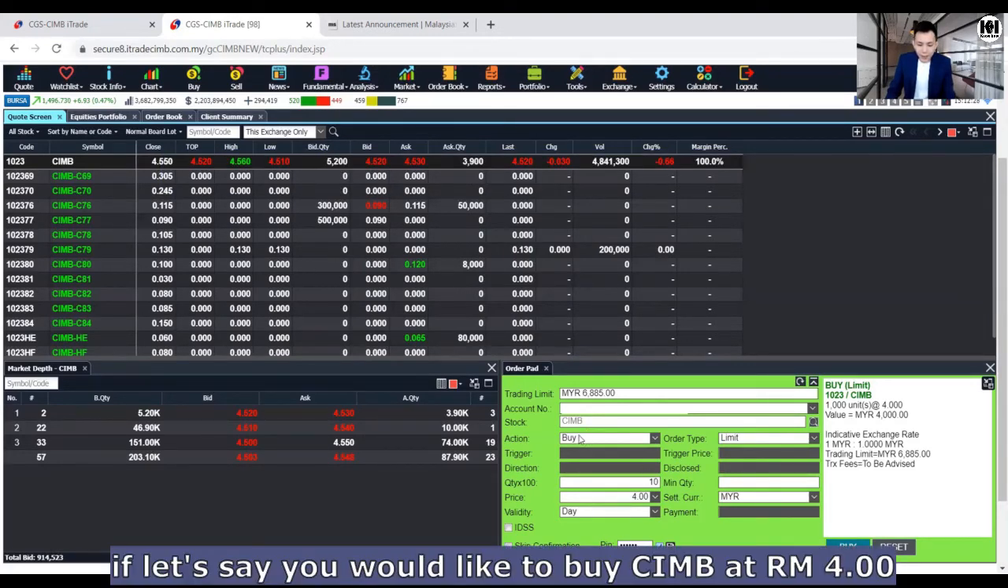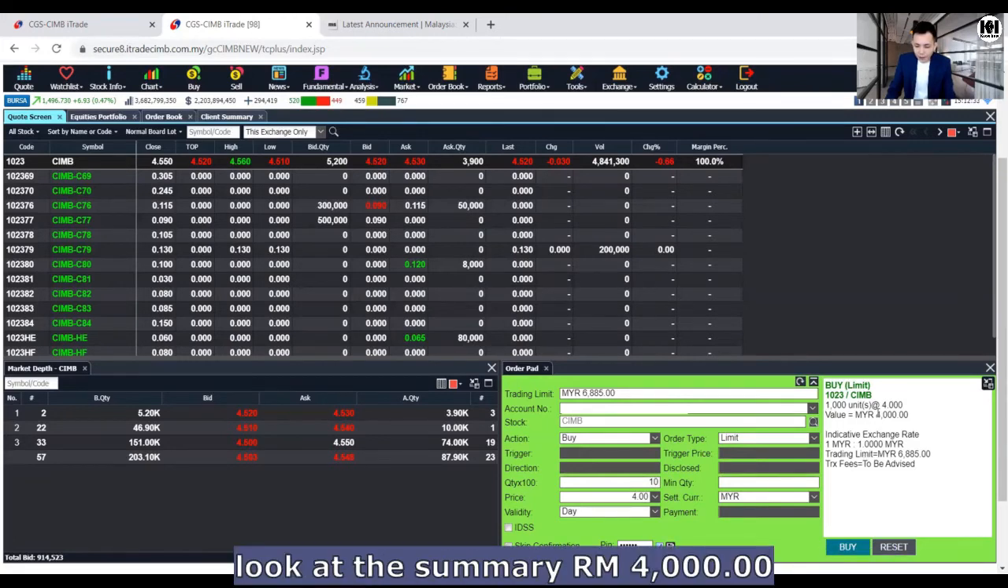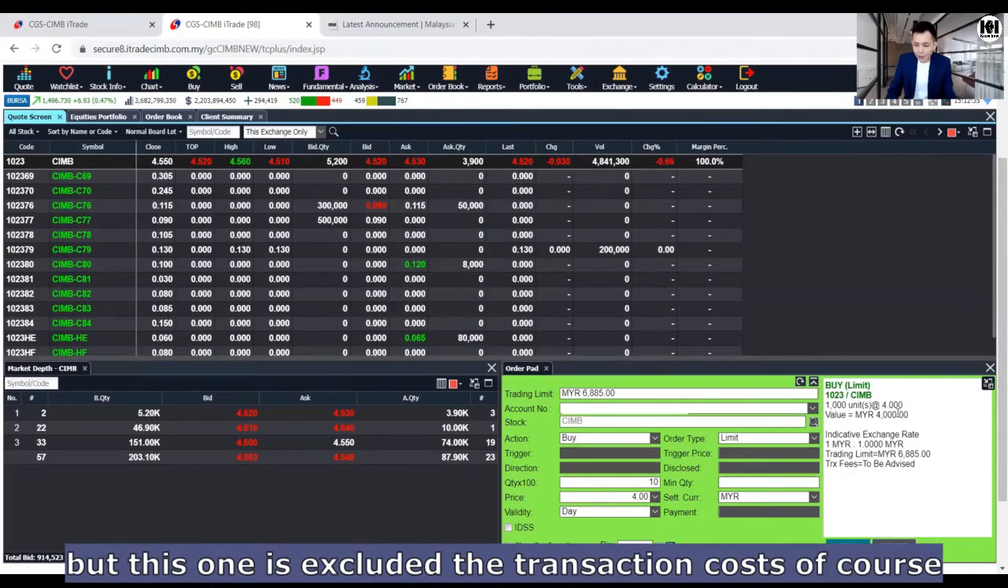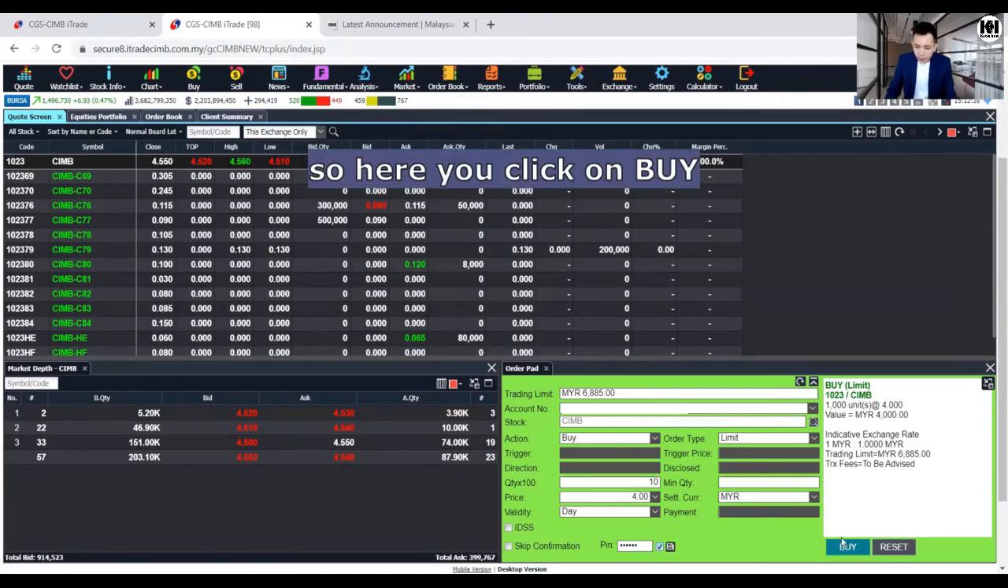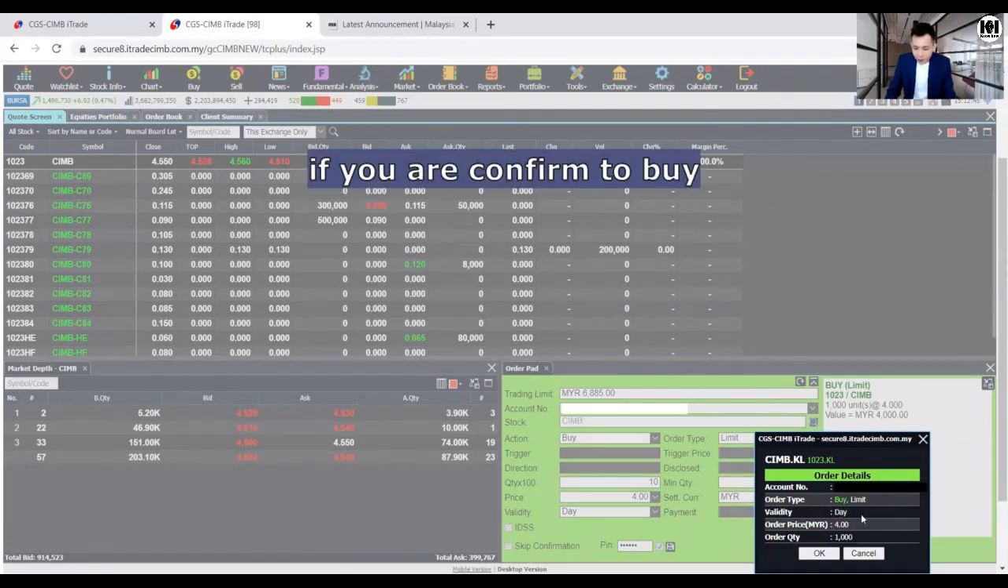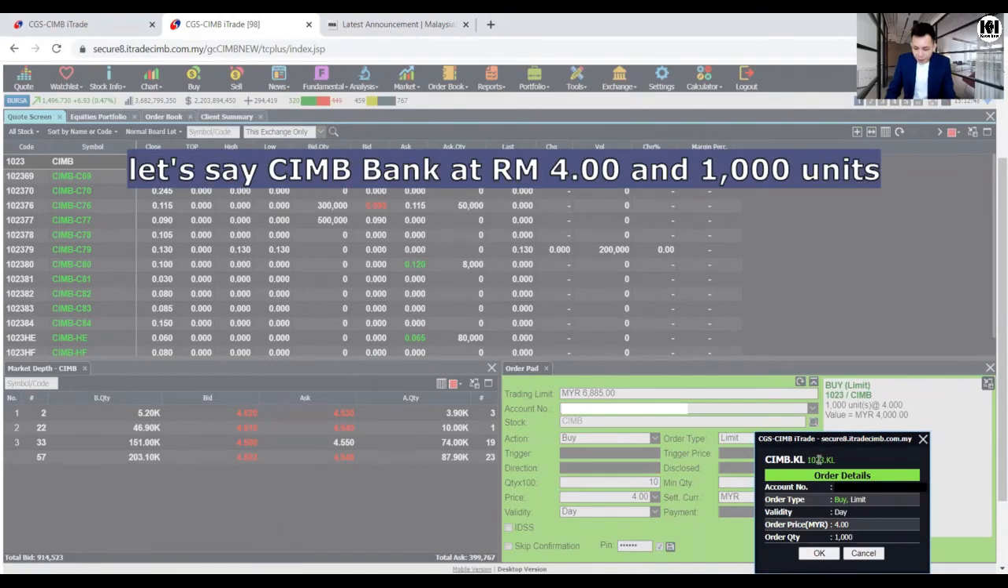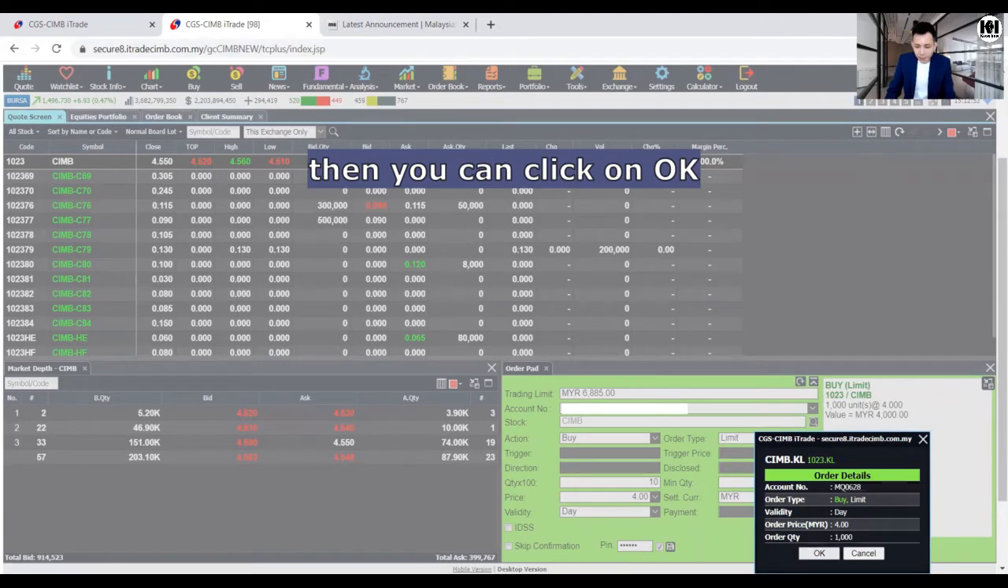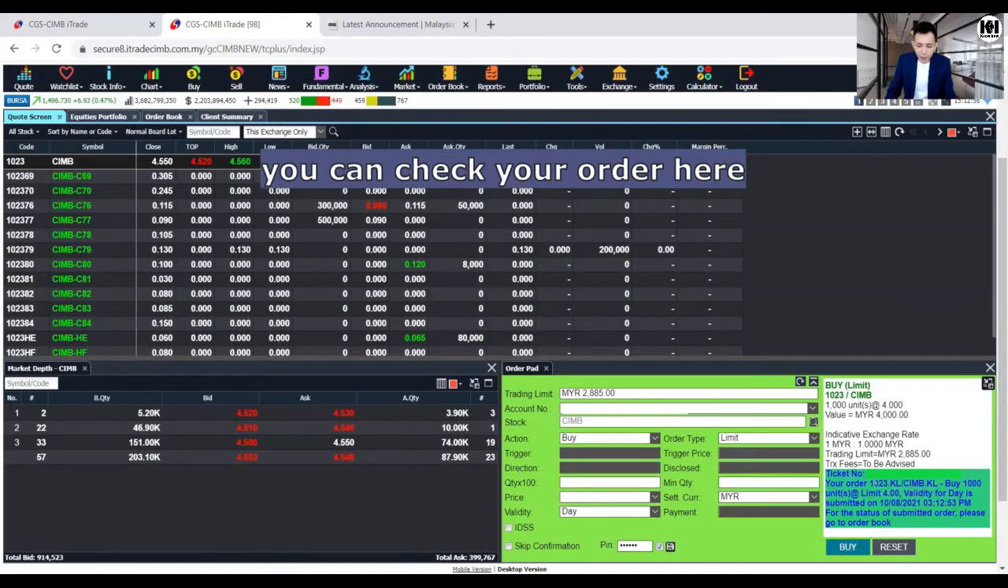Let's say you like to buy CIMB Bank at 4 ringgit, 10 lot. Look at the summary, 4,000 ringgit, but this one excludes the transaction cost, of course. So here you click on buy. Here will be the summary of the confirmation. If you are confirmed to buy, let's say CIMB Bank at 4 ringgit, 1,000 units, then you can click on buy.